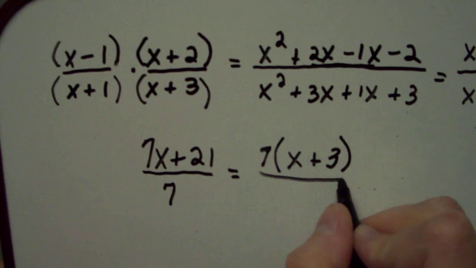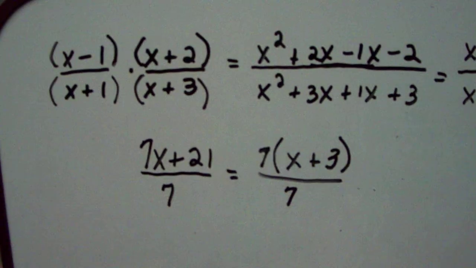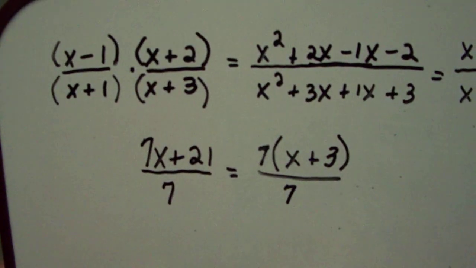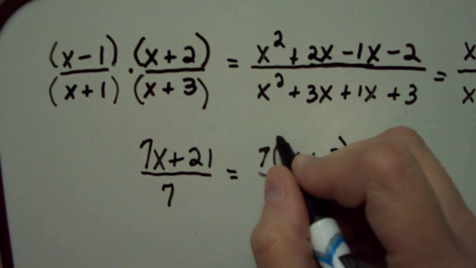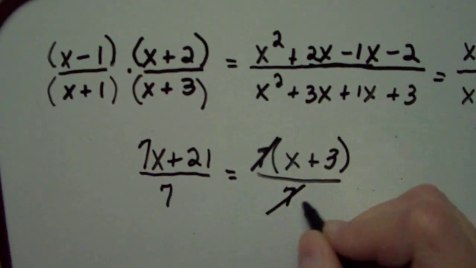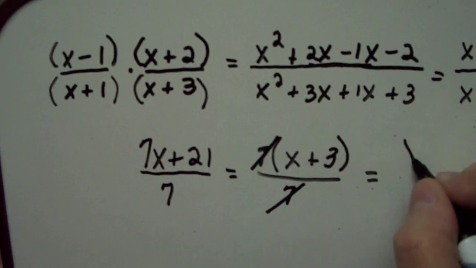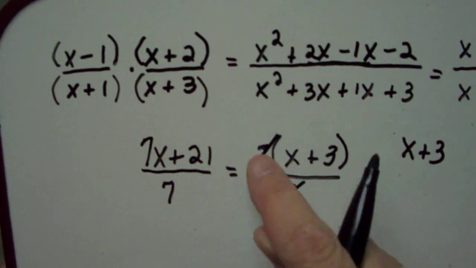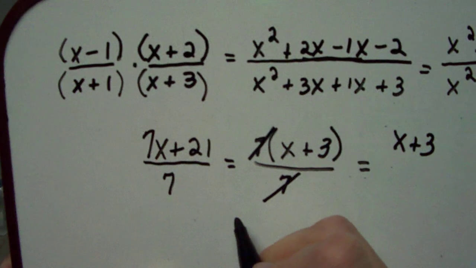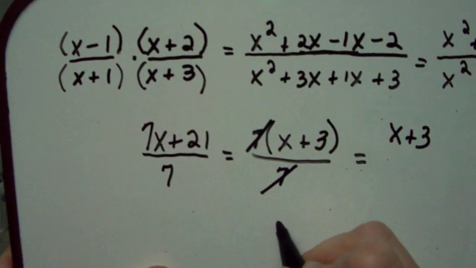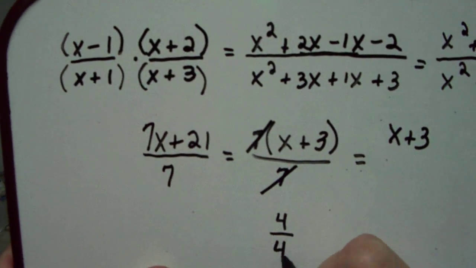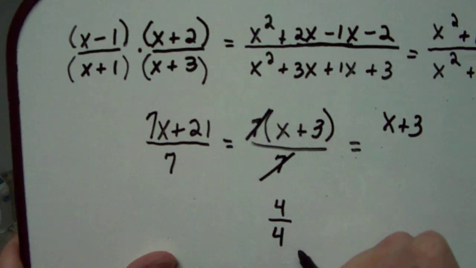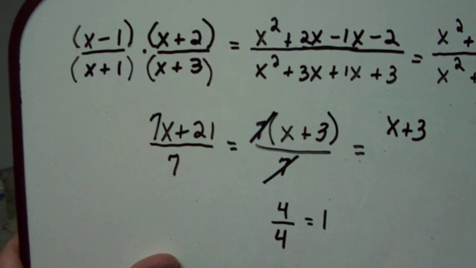Okay, our denominator is still 7. There's no further way we can simplify that. And now we can cancel out these two 7s, and we're left with x plus 3. How can we cancel out the two 7s? Well, maybe you remember in grade school math that any number over the same number equals 1.